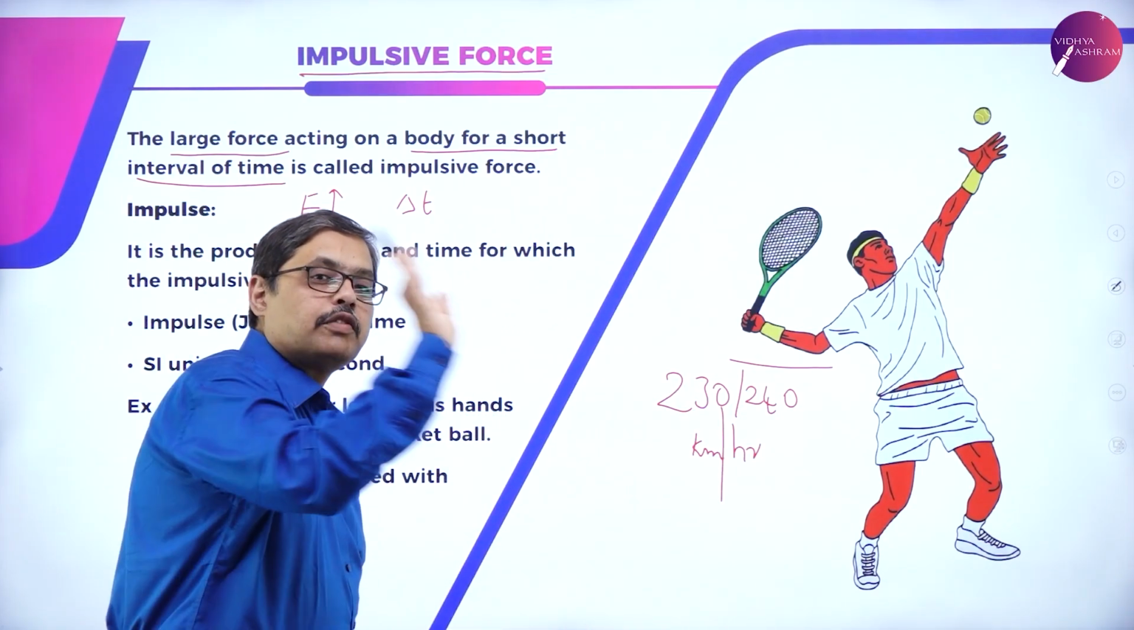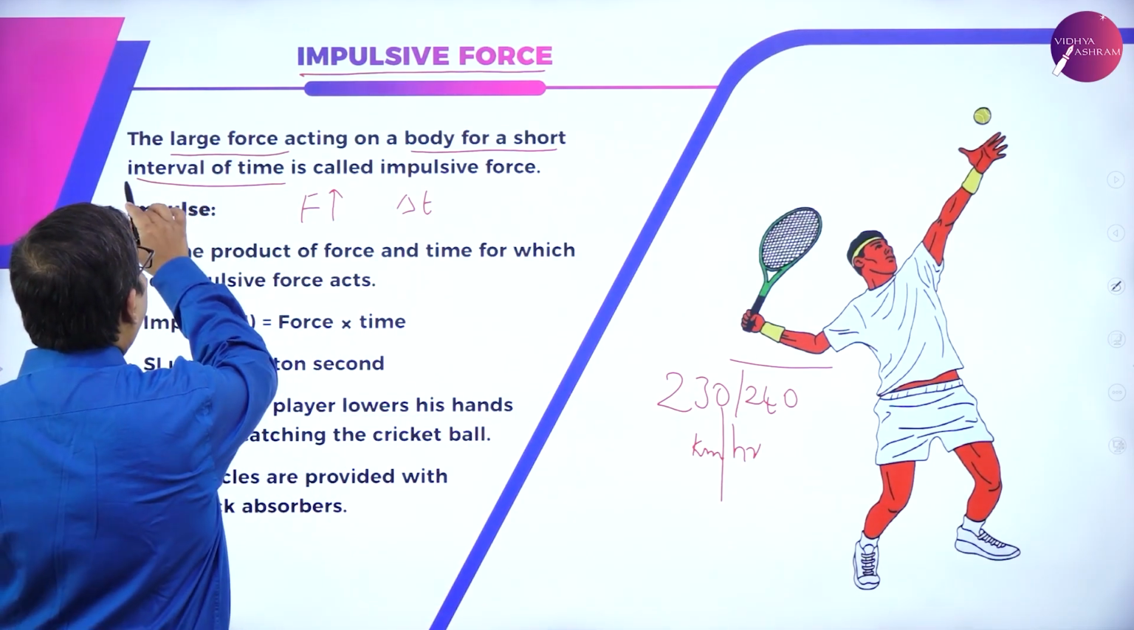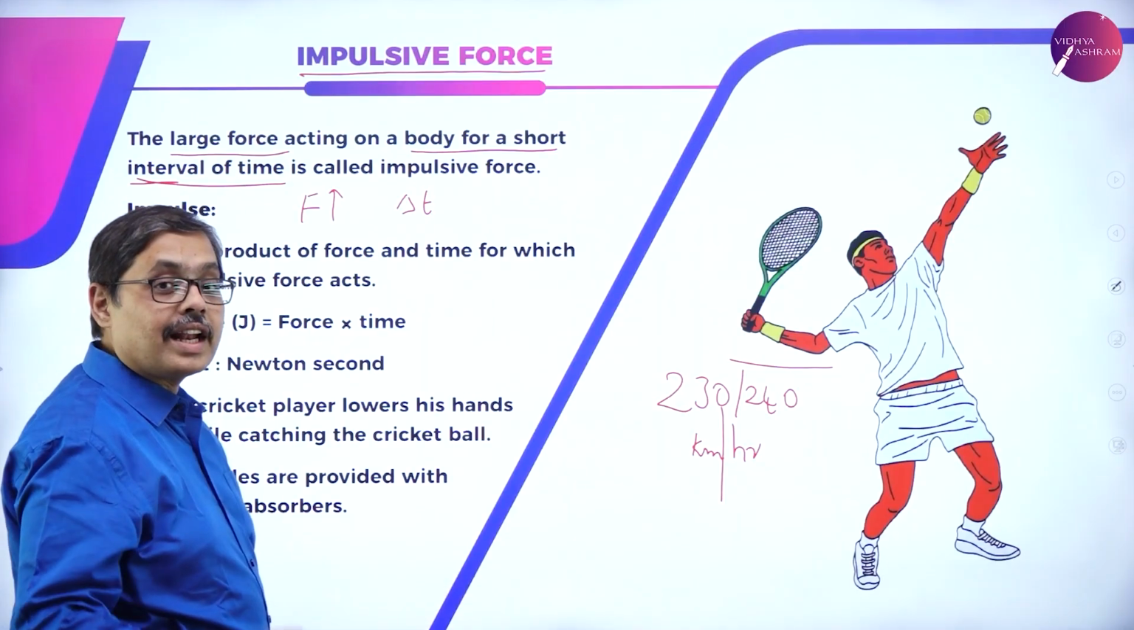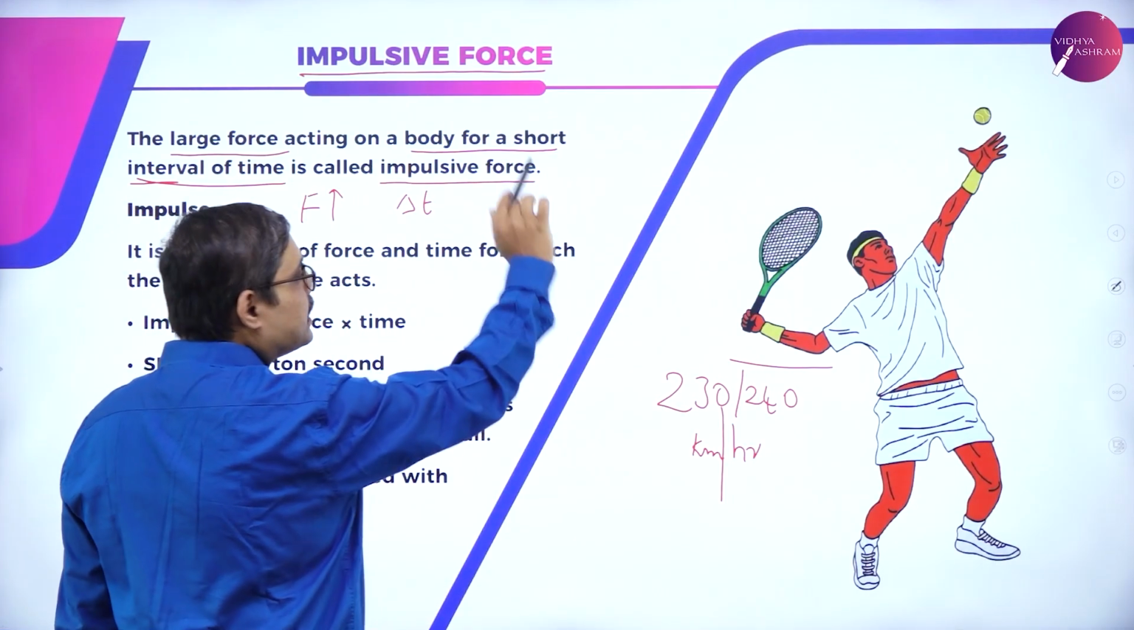He doesn't keep hitting the ball for 5 seconds. There is only a small interval of time, a short interval of time where a large force is acting. So that is the typical example of impulsive force.